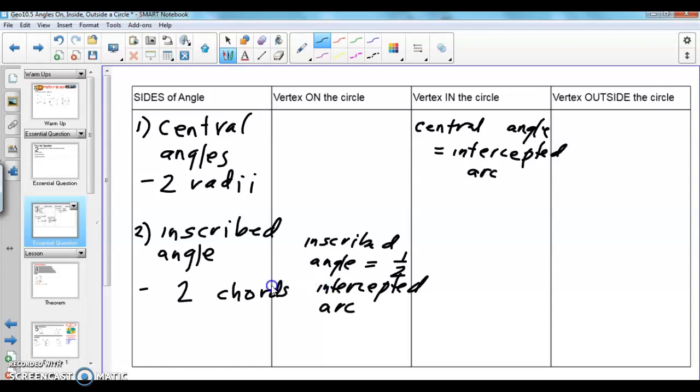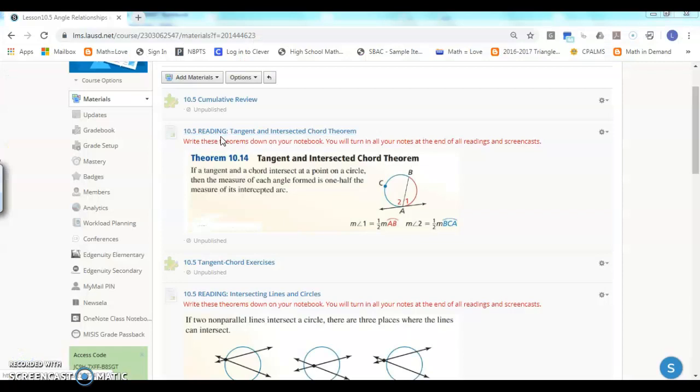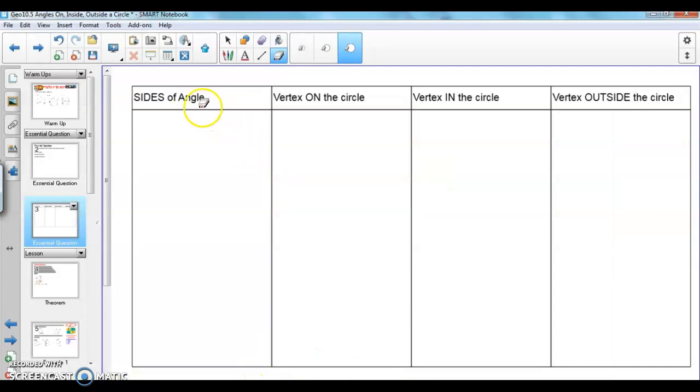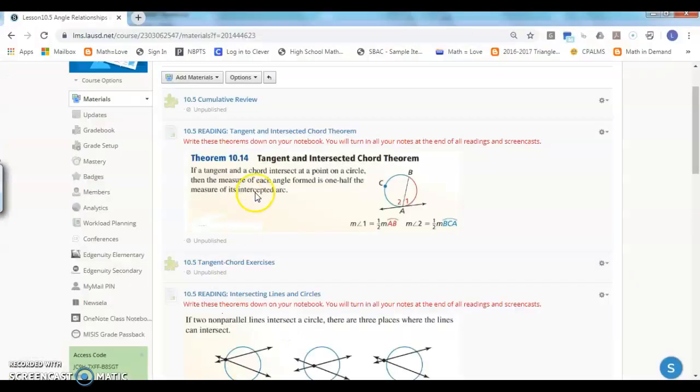Write this down because I'm going to erase it, so I will have more space for the new ones that we're talking about. The first theorem that we're going to look at under this lesson is called the tangent and inscribed intersected chord theorem. Just like what I mentioned earlier, we're going to look at each theorem according to this lens. Later on, we're going to go back to our graphic organizer and update it with the information that we have. So let's go back to the theorem.